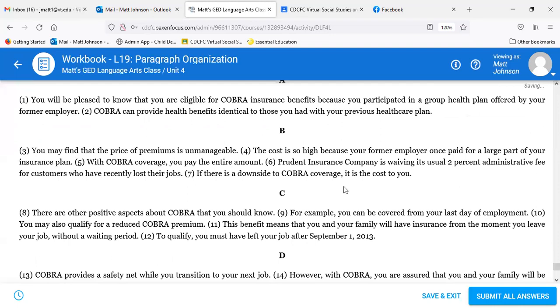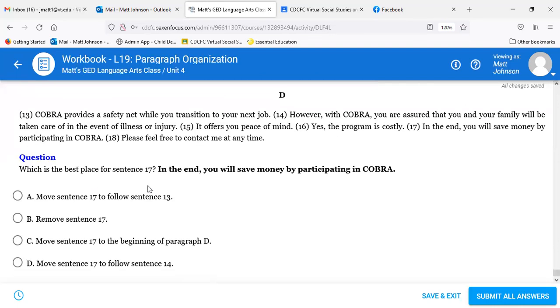And a last one here, Grace. We'll wrap up with number 11 here. Which is the best place for sentence 17? In the end, you will save money by participating in COBRA. A, move sentence 17 to follow sentence 13. B, remove sentence 17. C, move sentence 17 to the beginning of paragraph D. And D, move sentence 17 to follow sentence 14.